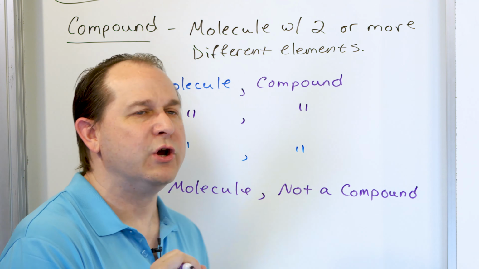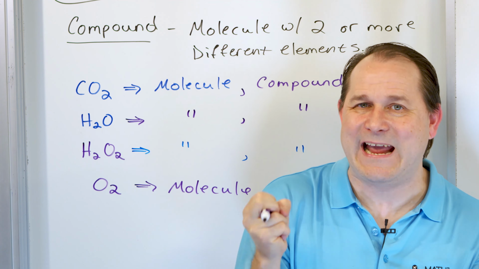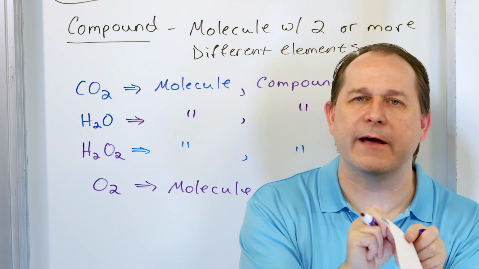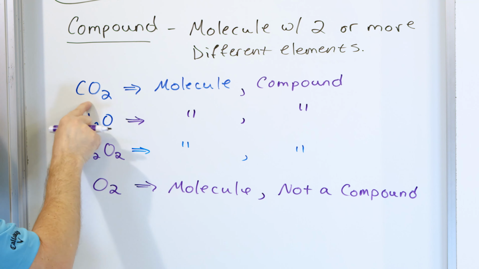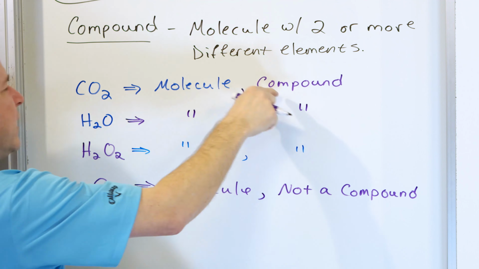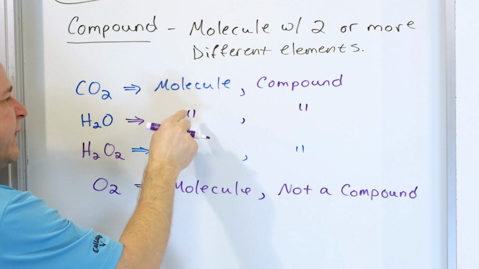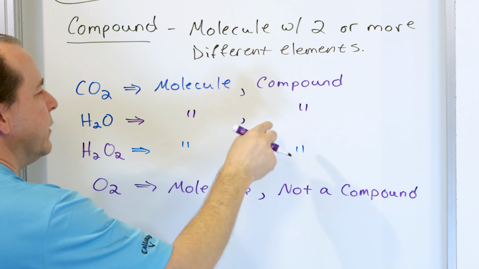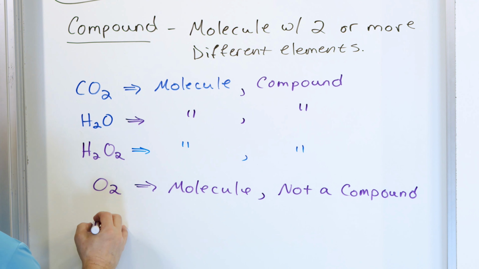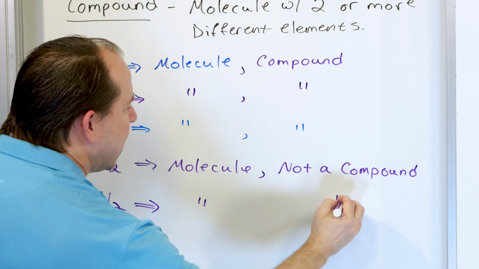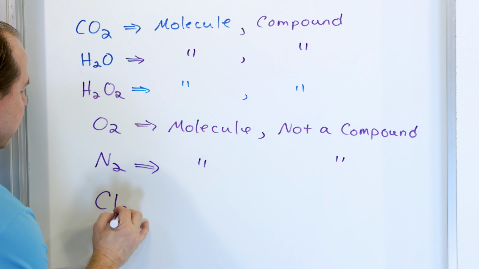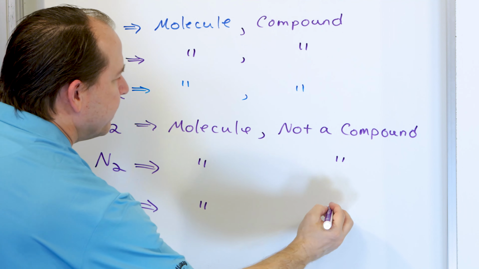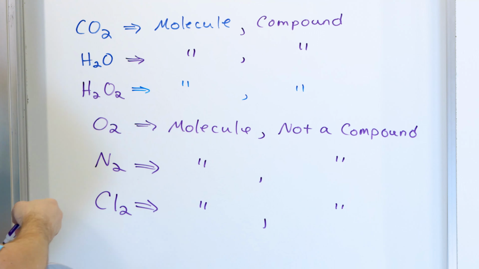It's only a compound when two or more differently named, different items come together. These are different and they're stuck together, so it's a molecule and a compound. These are different, so it's a molecule and a compound. These are the same atom, so it is a molecule, but it's not a compound, right? What about nitrogen gas? Same thing. It's a molecule and not a compound. What about chlorine gas? Well, it's a molecule, but it's also not a compound.